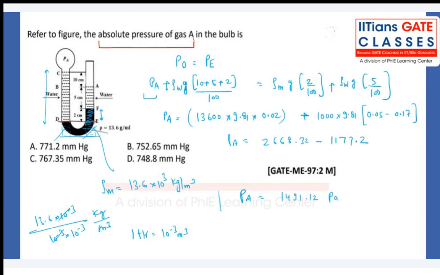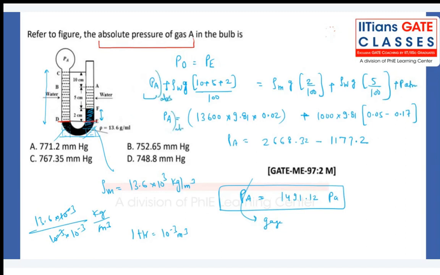Pascal. Just check it out. Is that correct? No. That is the gauge pressure, because until now we have not added any atmospheric pressure, right? We have to add the atmospheric pressure to get the pressure at point A, to be called absolute pressure.